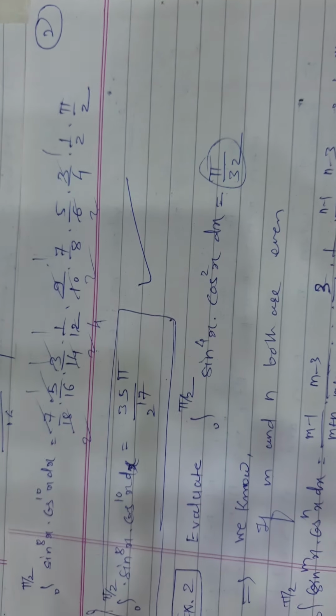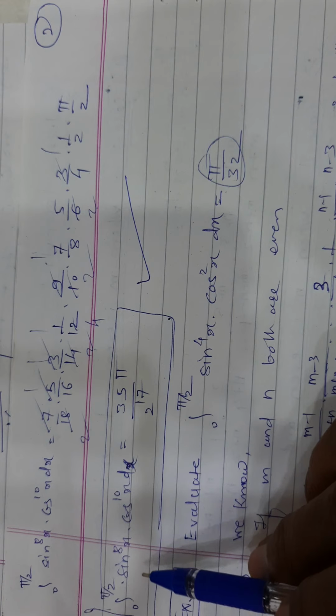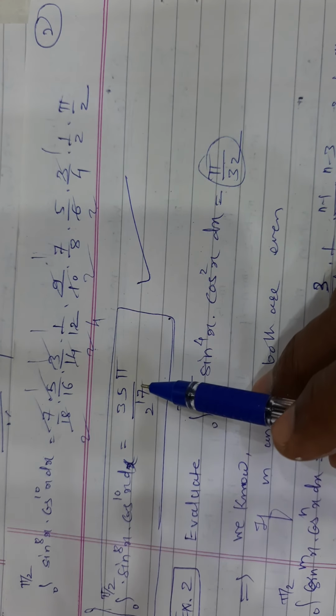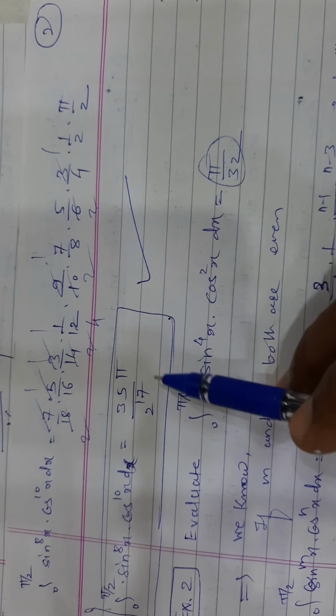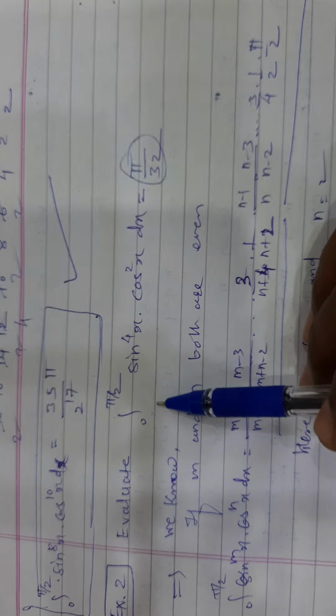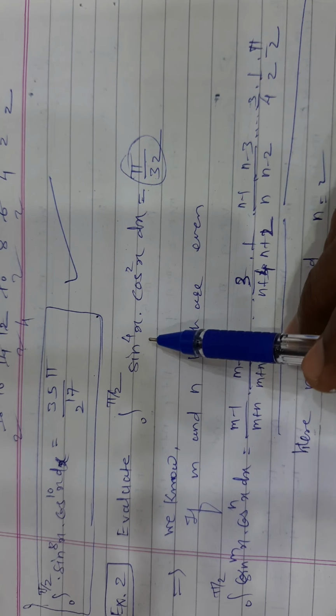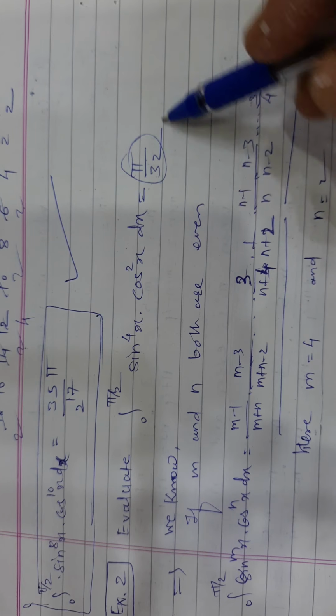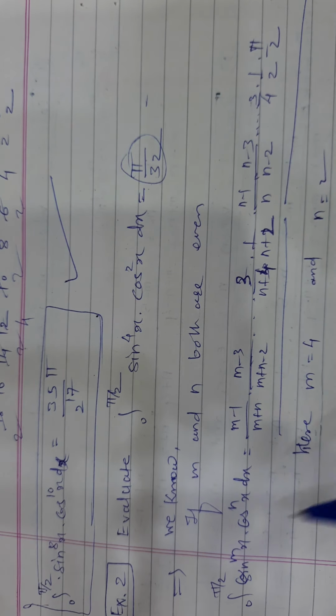That is the answer of integration from 0 to pi by 2 of sin raised to 8x into cos raised to 10x dx equal to 35 pi upon 2 raised to 17. Next example, evaluate integration from 0 to pi by 2 of sin raised to 4x into cos raised to 2x dx and show that it is pi by 32.